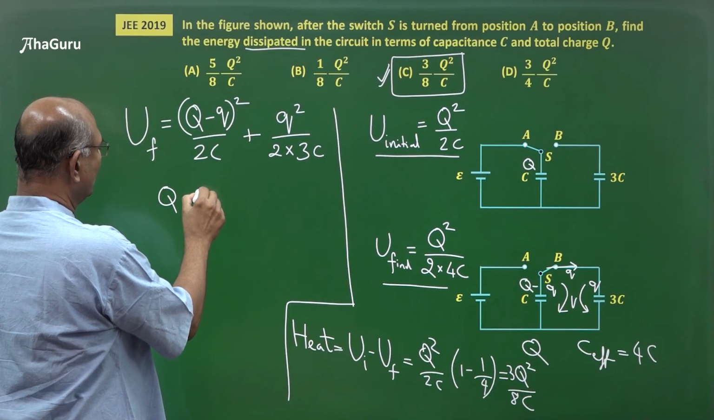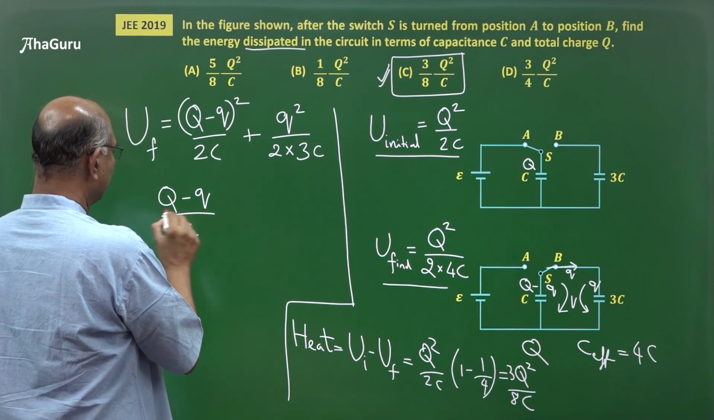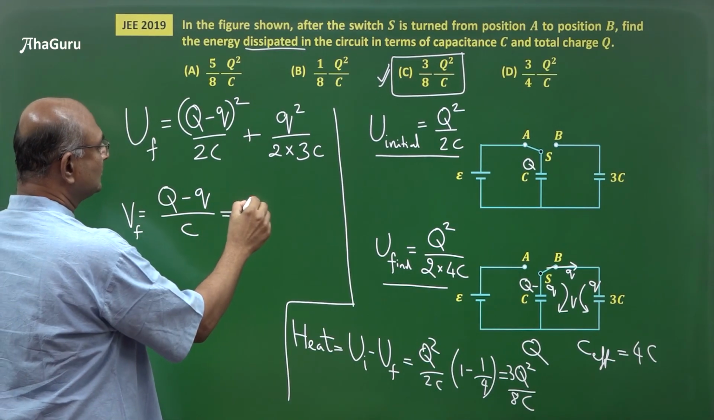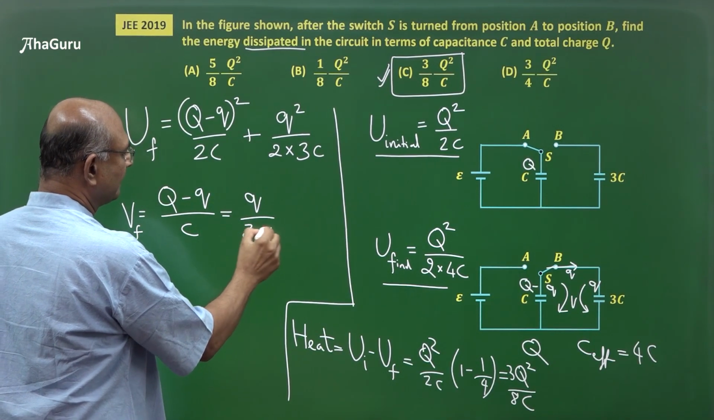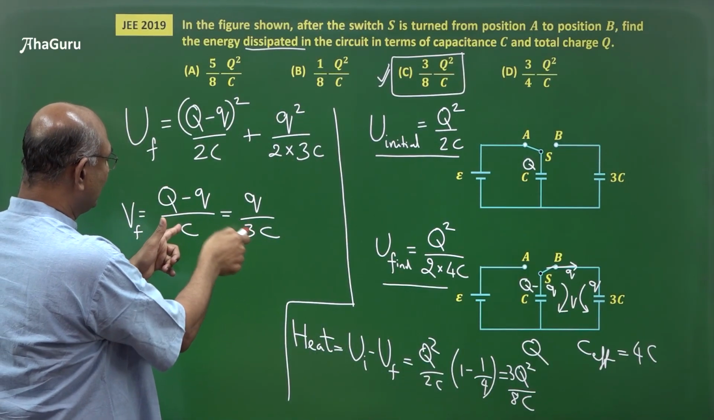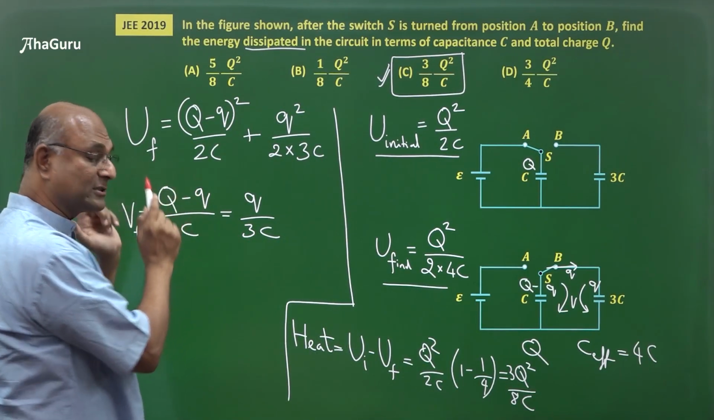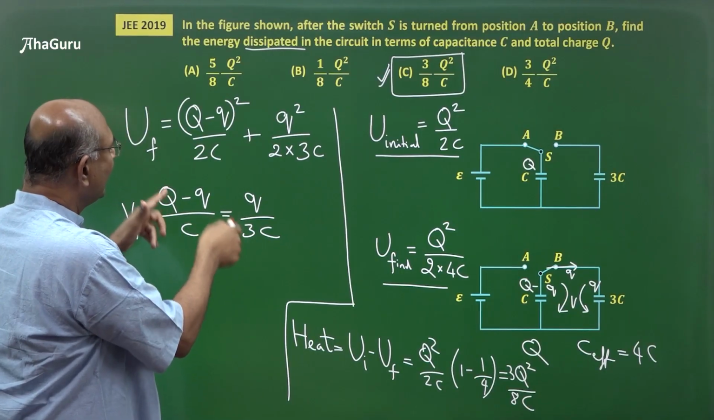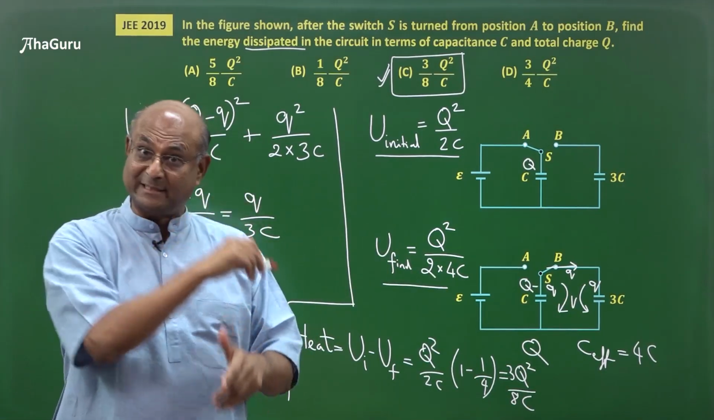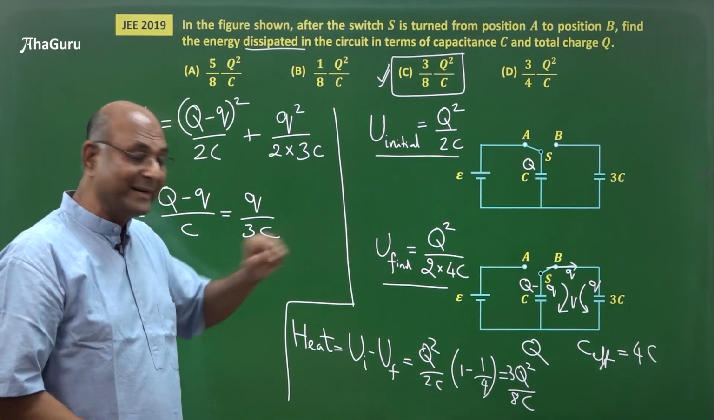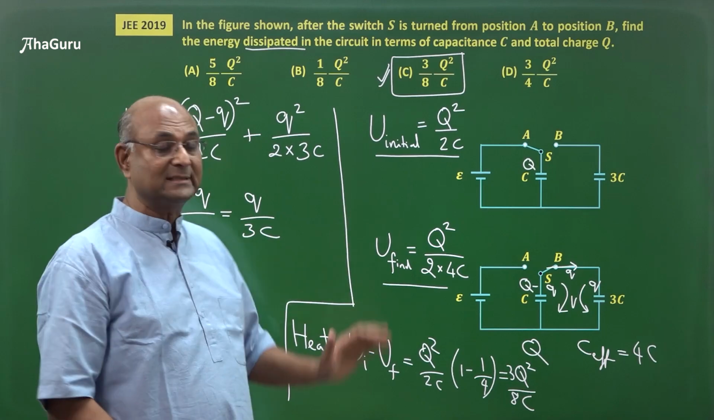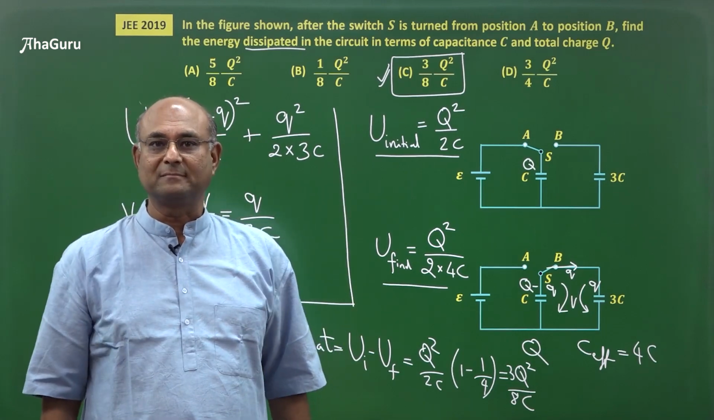Q minus q by c, right? This is the potential drop, final potential drop, is also equal to q by 3c. This potential drop equal to that potential drop. So if you cancel the c, cross multiply, you can find out what small q is by solving this. Take that and substitute that, and finally you will realize that you will get the same answer. I suggest you try it out and make sure that you get this answer. That way you will know that both of these are actually the same approach.